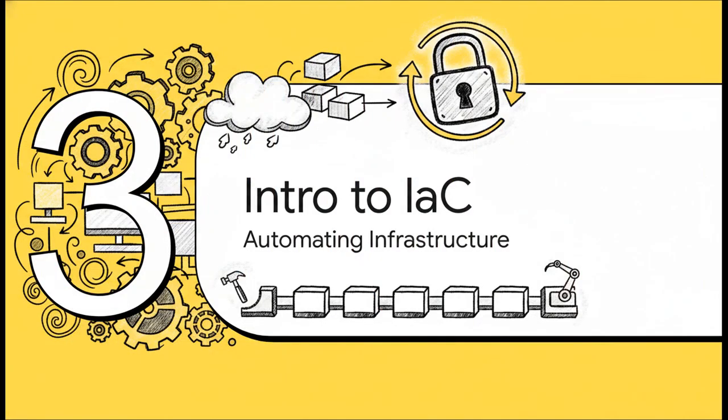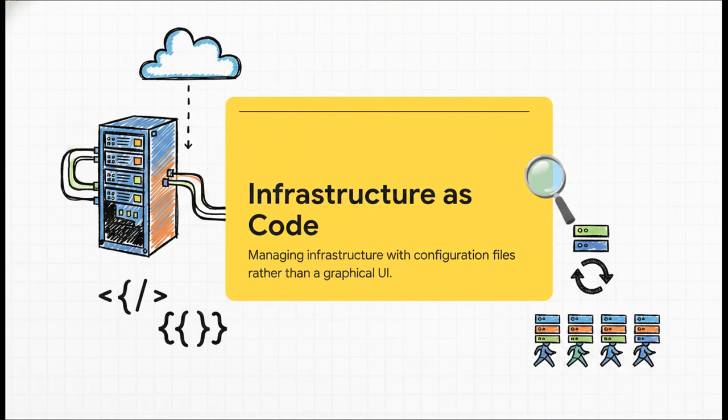Section 3. Infrastructure as code. So infrastructure as code, or IaC, is exactly what it sounds like. It's the practice of managing your infrastructure with written configuration files rather than manually clicking around a graphical interface. By writing your infrastructure as text, you can actually store it in version control systems like Git. And that's a game changer, because it means every single change is tracked, reviewed, and perfectly reproducible.